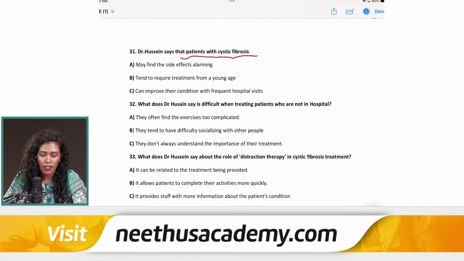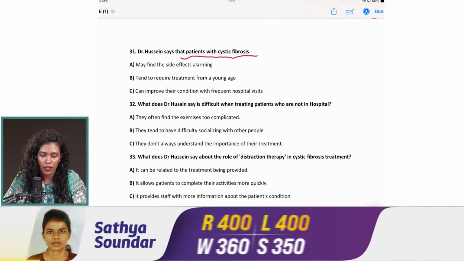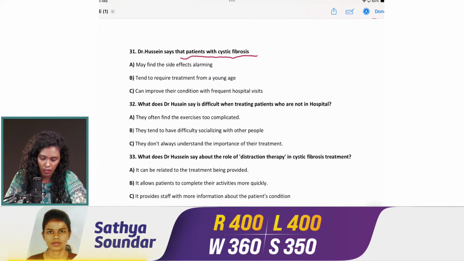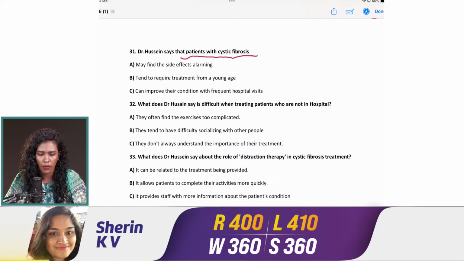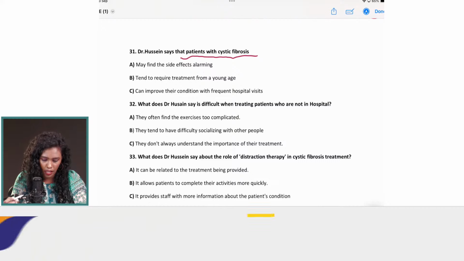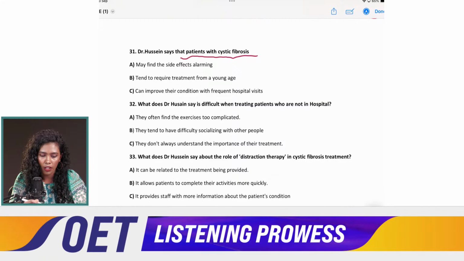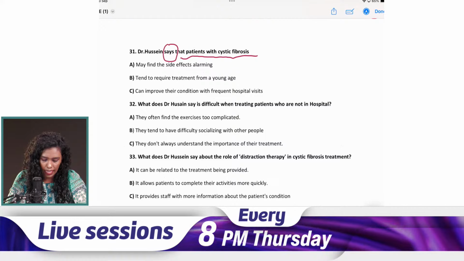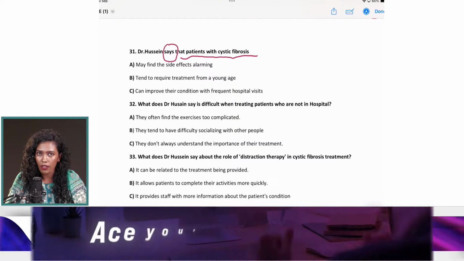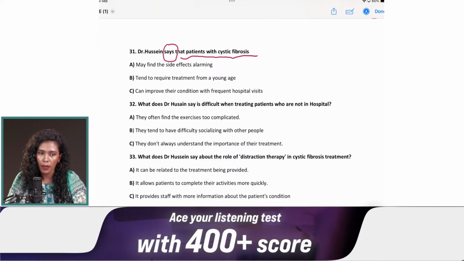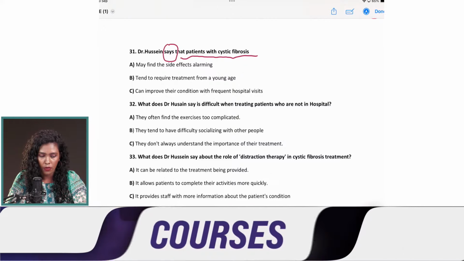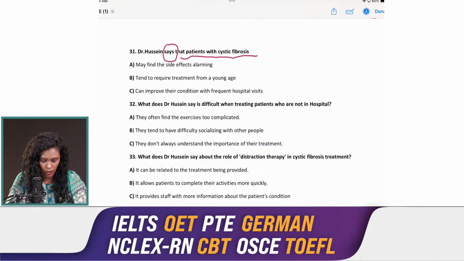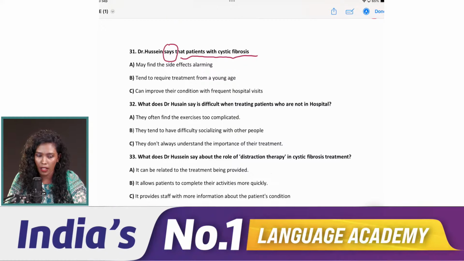Okay, now can you tell me how will you come up with an opinion-based question? How will you understand that that is going to be an opinion-based question? So what exactly are they stating? Here you can see the question is asking about what Dr. Hussain says about patients with cystic fibrosis. So basically that is more like a general viewpoint of this particular person, or her belief concerning the patient. So whether they find the side effects alarming, or require early treatment, or even benefit from the hospital visits.